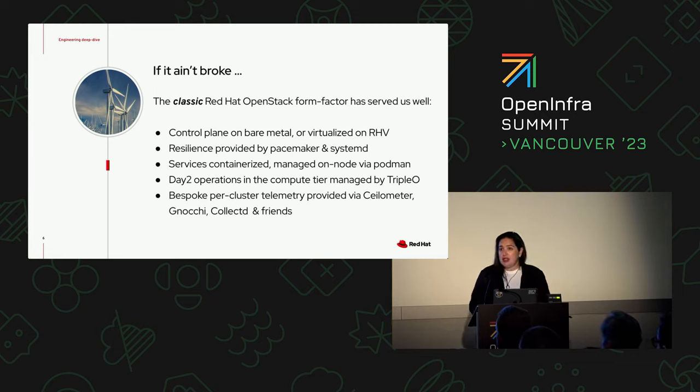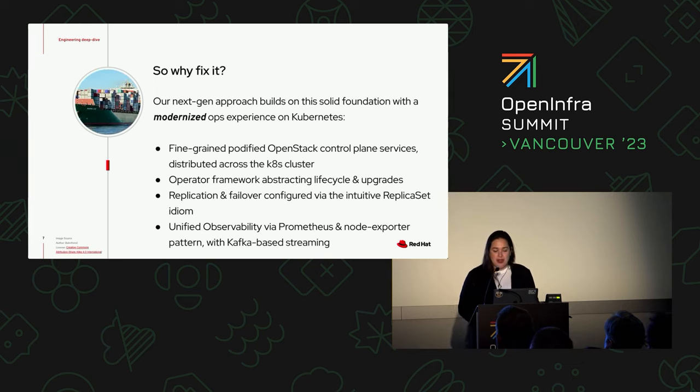Well, this model has served us well for a long time. We had resiliency provided by Pacemaker. Day two operations were managed in a certain way with TripleO. And then we had a set of observability and monitoring features that were also available. So why did we want to modernize on Kubernetes?